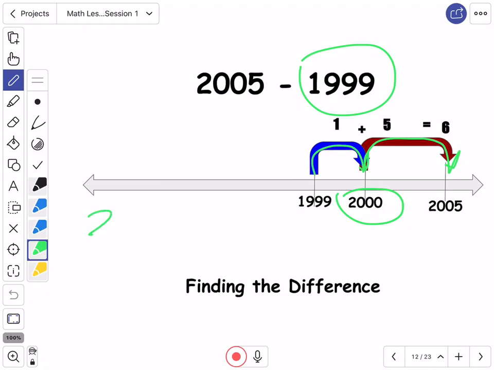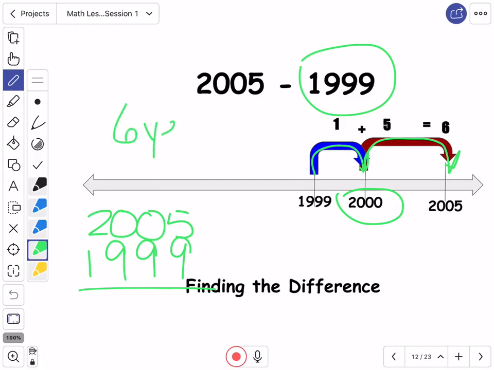So yeah, I could definitely use my standard algorithm and try and figure that out, right? But that might take me a little bit of time. Instead, I can just jump up from 1999 to 2005 rather quickly, and I will figure out that 6 years old is my answer, okay? So there's my answer for that one.